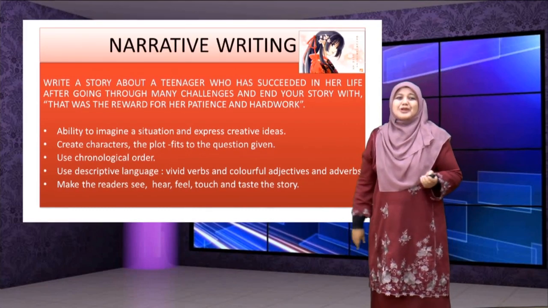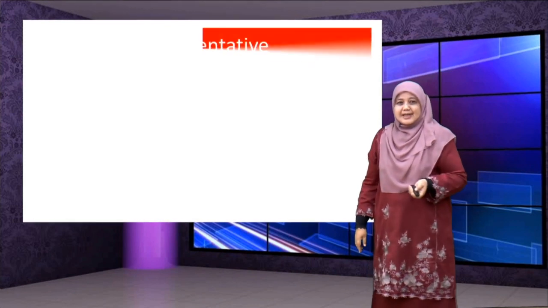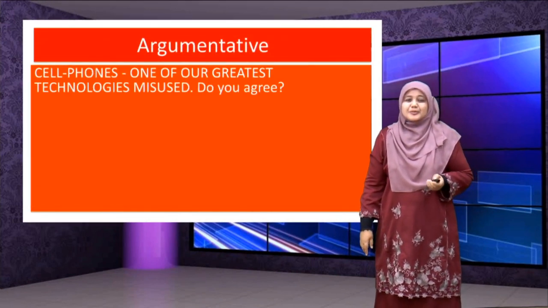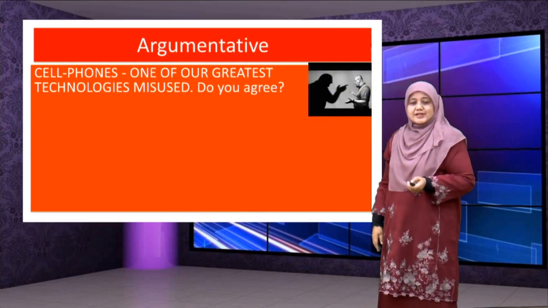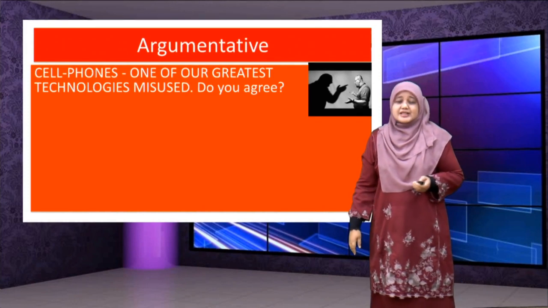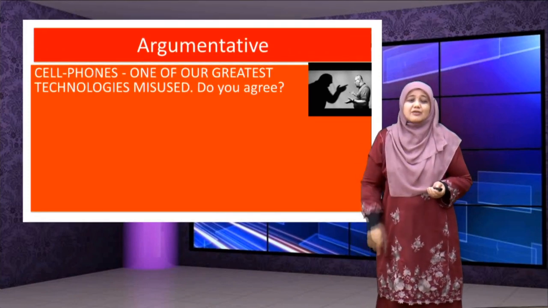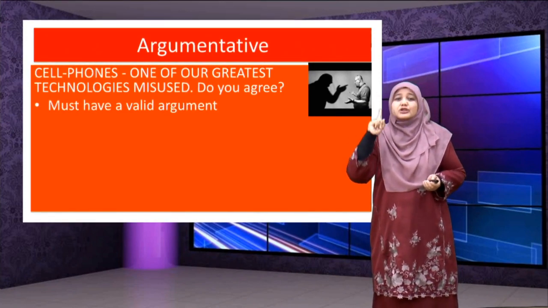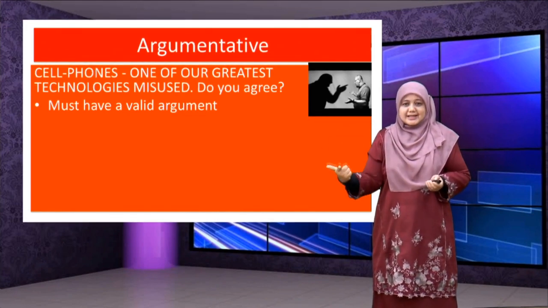Next one, we will look at the next type of essay. The next type of essay is the argumentative essay. In argumentative essay, our working title for today is Cell Phones, One of Our Greatest Technologies Misused. Do you agree? So if you choose this kind of essay, first, you must have a valid argument towards your stand. Your stand, whether you agree or disagree.